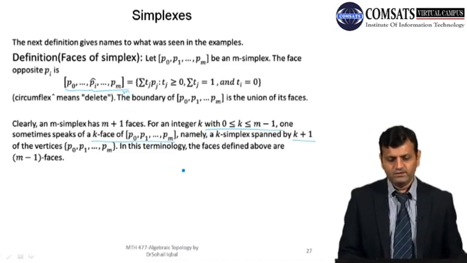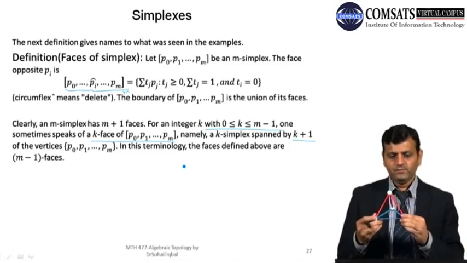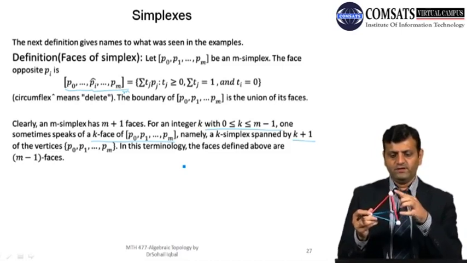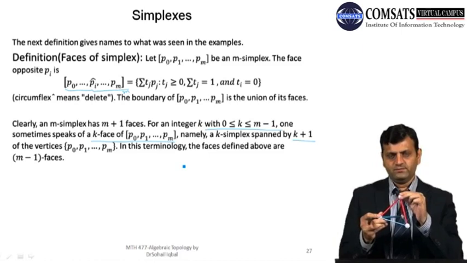For example, once again let's have a look at the tetrahedron. This is the two-face. Now I can define a one-face as well, generated by 2 points. If I take this point and this point, then the convex set generated by these 2 points is this line. So this is the one-face, and similarly I can take 1 point, and this is going to be the zero-face of this tetrahedron.